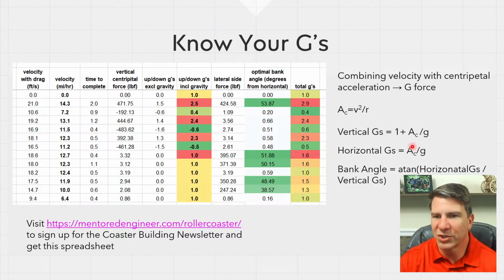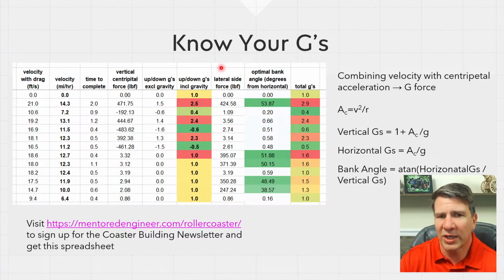So for our vertical G's, we actually have to add in a factor of 1. And then we take our centripetal acceleration divided by the gravity constant, which is 32.2 feet per second squared or 9.81 meters per second squared. All right, so that's how we calculate our total vertical G's in this category, and it looks like our max is 2.4 right there.